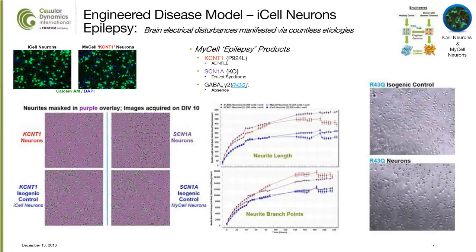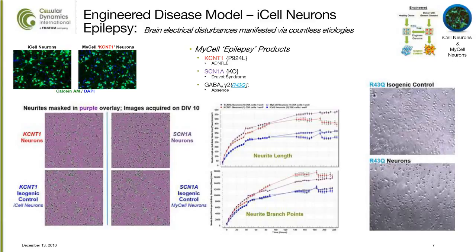The epilepsy lines that we've investigated, and in this case I will present 3 different lines, are a KCNT1 mutation, an SCN1A mutation, and a GABA-A gamma-2 R43Q mutation. These all confer different epilepsies in the clinic. All of these neurons can be plated the same as their iCell neuron counterparts, controls, and they all show good growth and dendritic outgrowth.